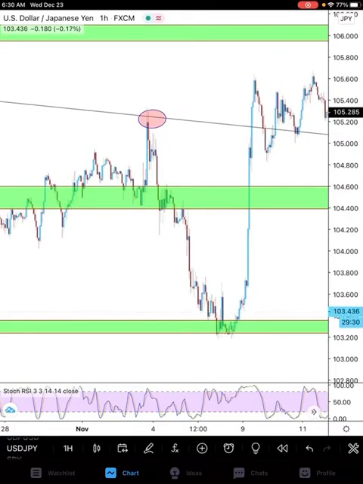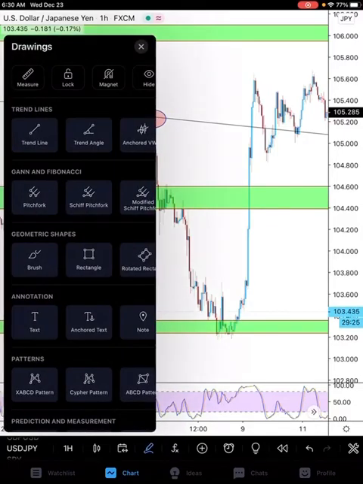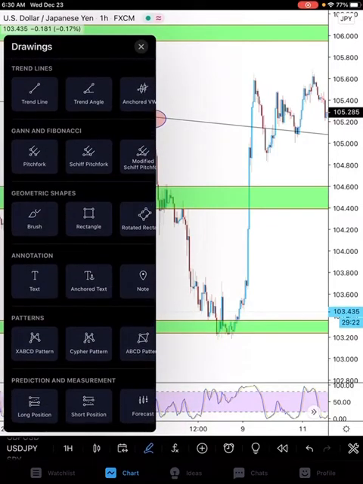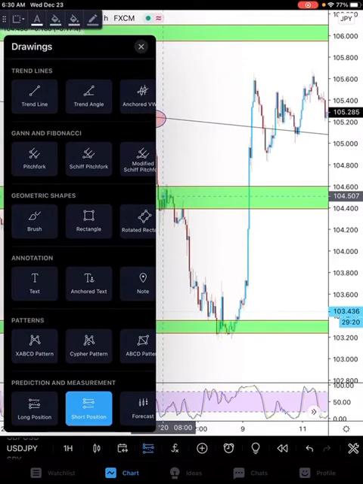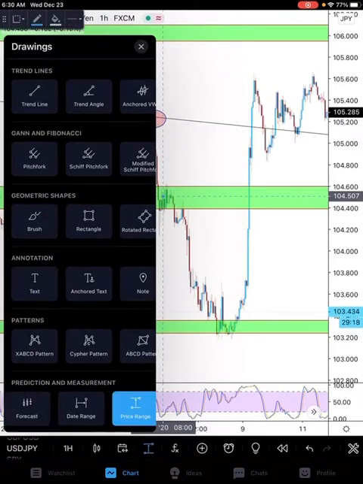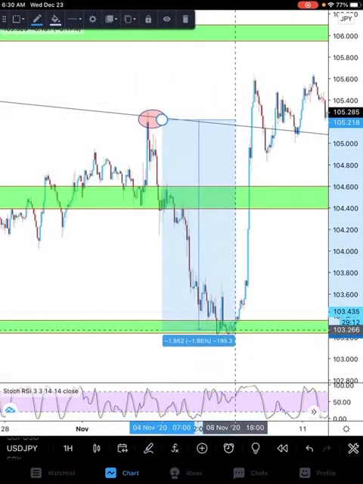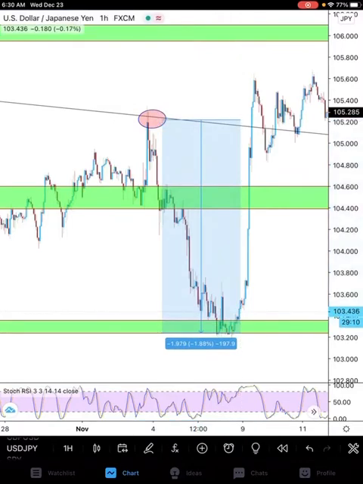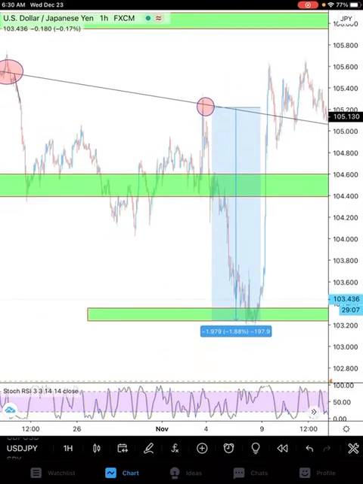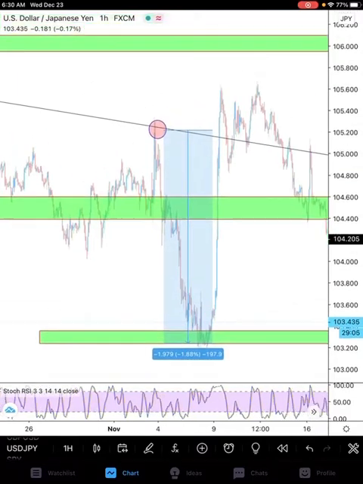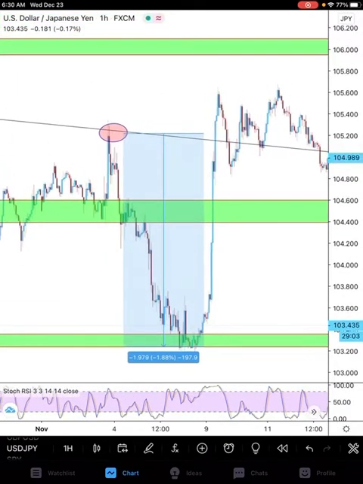Wow, that's gotta be over... Let's see how many pips that is, if you did get that entry. Short price range. So almost 200 pips, about 180. Almost 200. See? Breaker bounce.